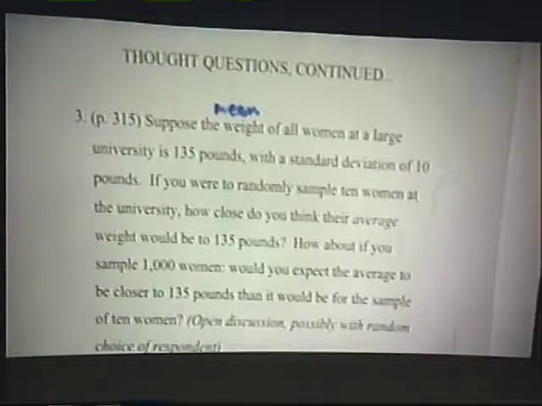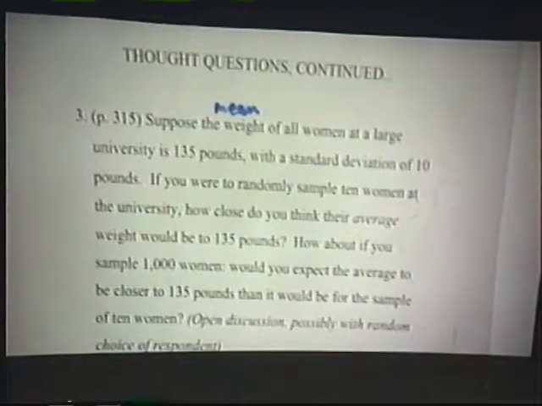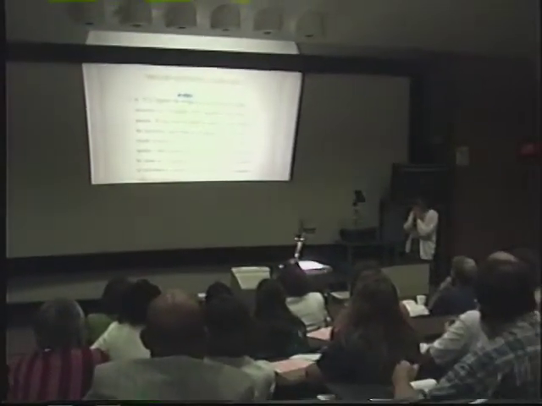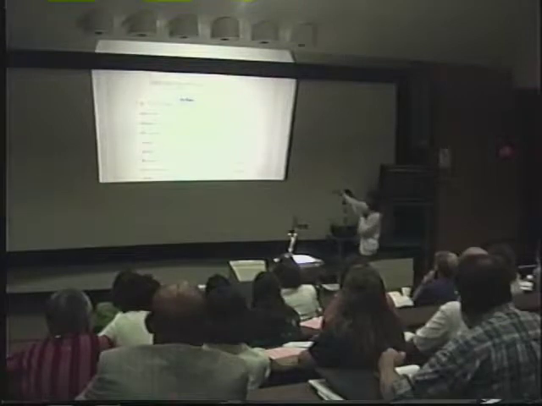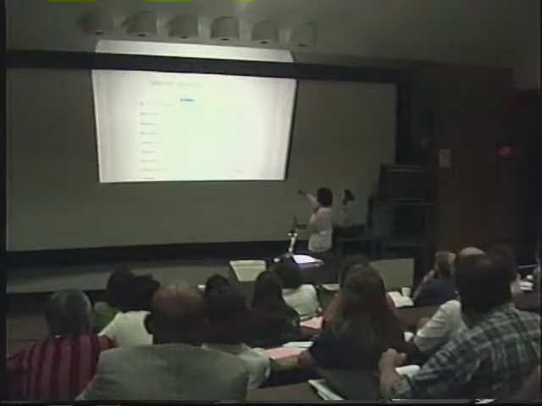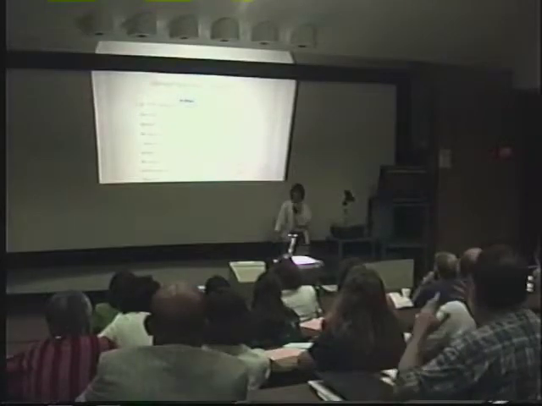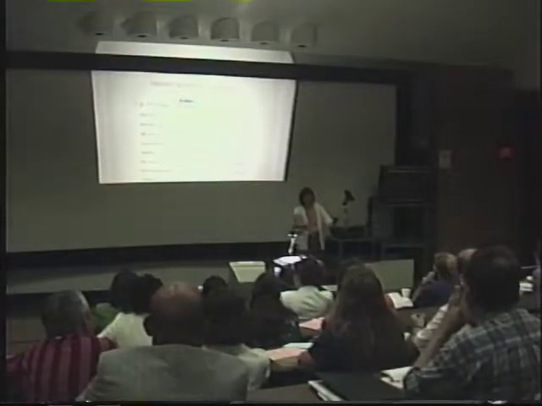Where are you sampling? At the university, random sample at the university. Answer the last part. Would you expect the average to be closer to 135 pounds for the sample of 1,000 or for the sample of 10? 1,000. Okay. So then I would take that and I would start.